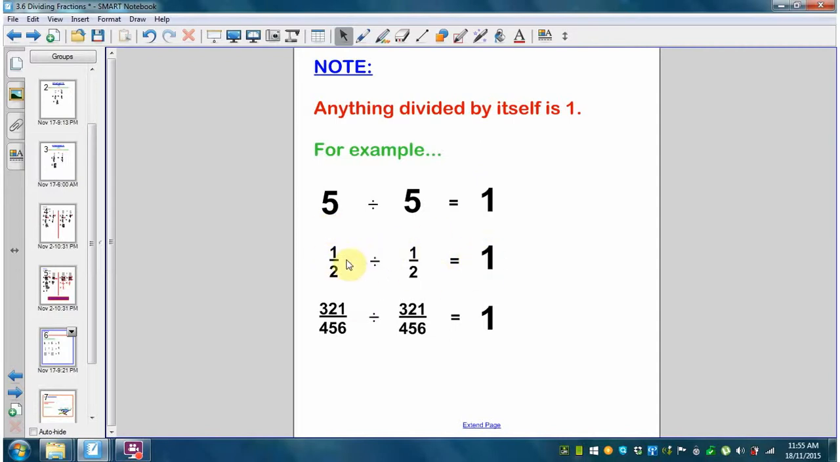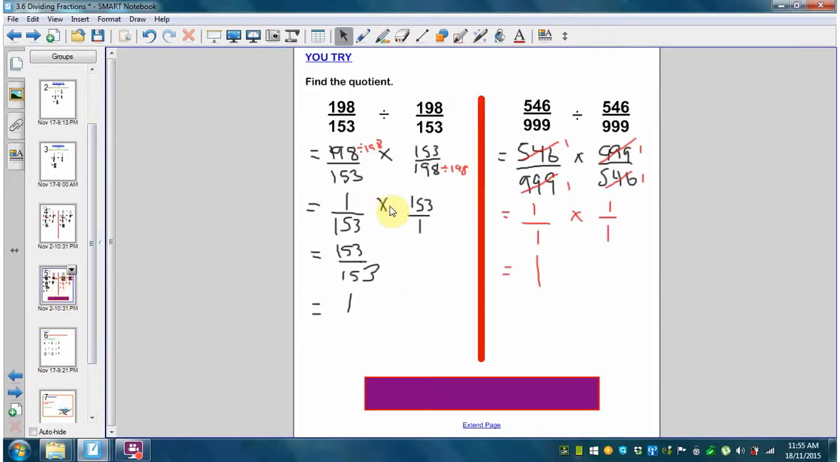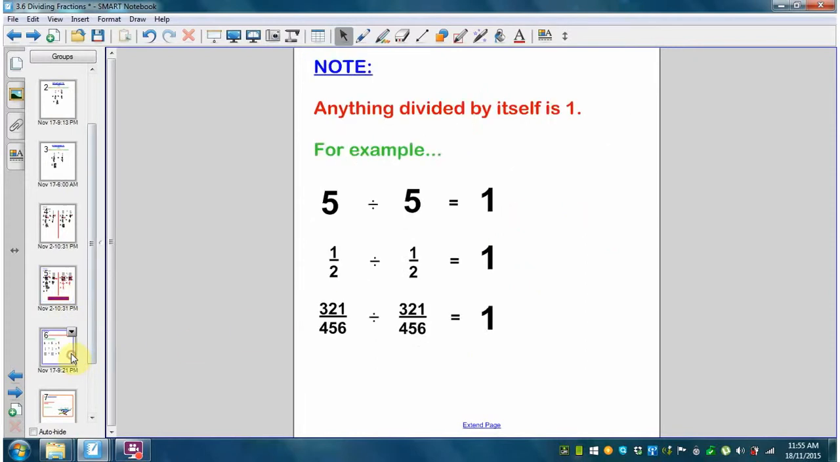And the reason you do that is because if you've actually done this with the keep, change, flip method, like you did over here, you would see that the math works out to cancel out and get 1 at the bottom. Okay, so anything divided by itself is 1. Half divided by half is 1. Any random number, 321 divided by 456, divided by 321 over 456, that equals 1. It doesn't matter what it is. So that's just a little trick for today.